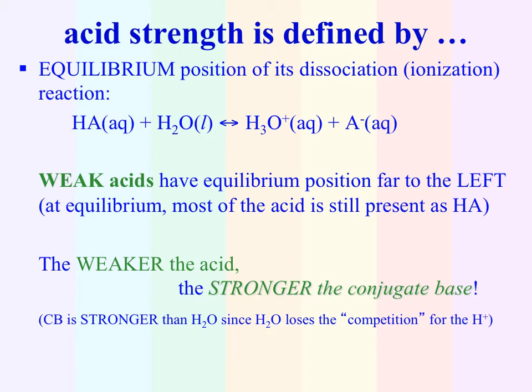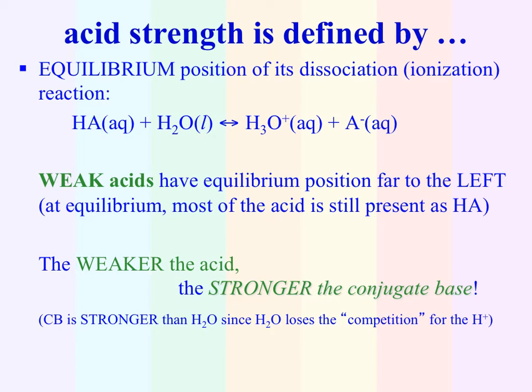Weak acids, on the other hand, have equilibrium positions that are far to the left, towards reactants. That basically means that at equilibrium, if you have a weak acid, you're still going to have most of your acid in its combined form, so basically its protonated form. Now, something you need to understand is that the weaker the acid you have, the stronger the conjugate base that is produced. Whatever does ionize in the case of a weak acid, the base that gets produced is actually going to end up being stronger than the H2O.